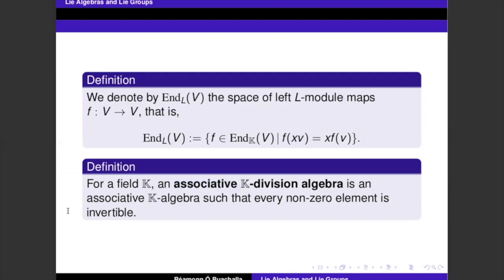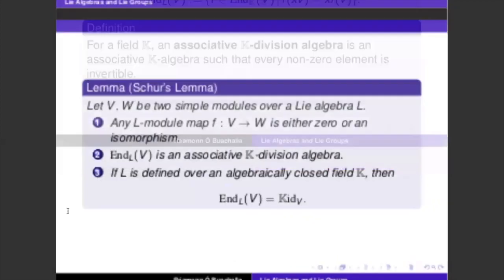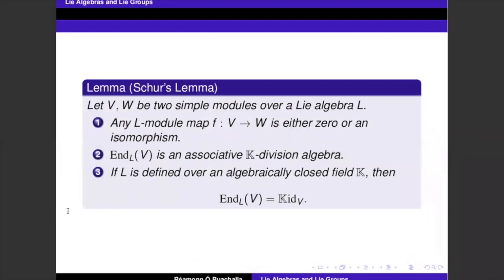Okay, so with the definition of a division algebra in hand, let's prove the next lemma. This is called Schur's lemma. As I said, an extremely important result. Let W and V be two simple modules over the algebra L. Any L module map f from V to W is either 0 or an isomorphism. That's very strong. It shows how strong an assumption simplicity is. And it shows that basically you've just got two options. Either it kills everything, or it kills nothing and it's surjective.